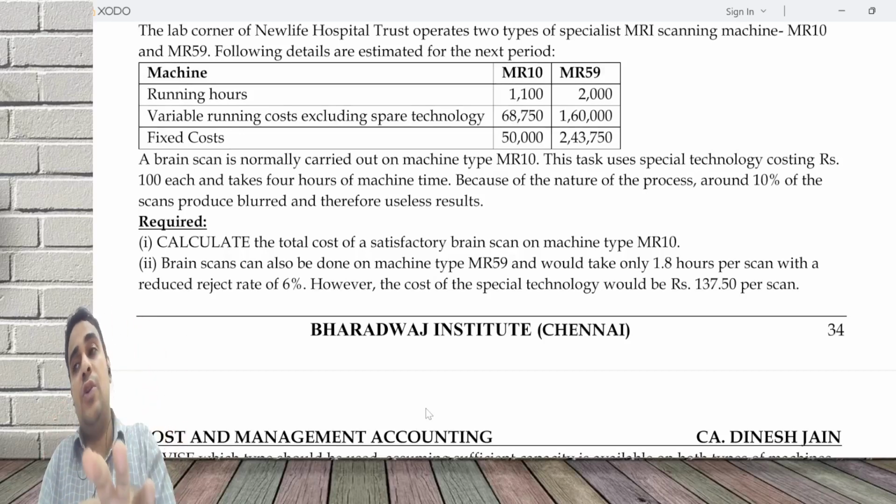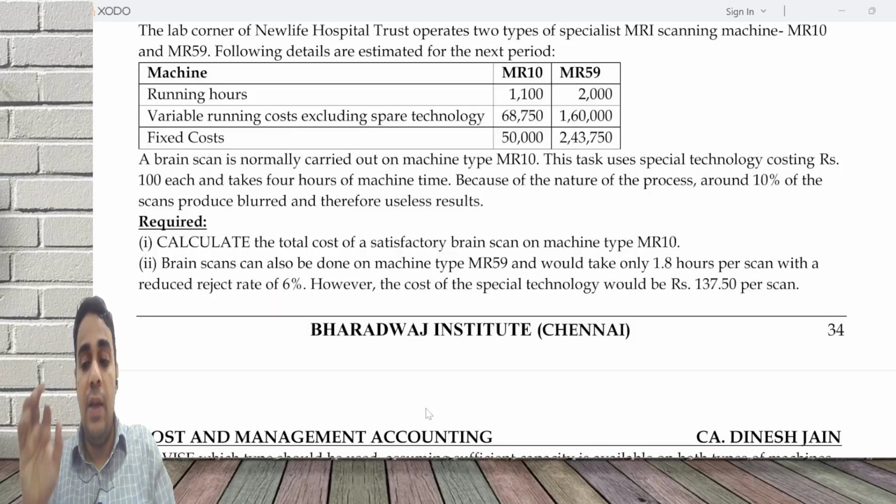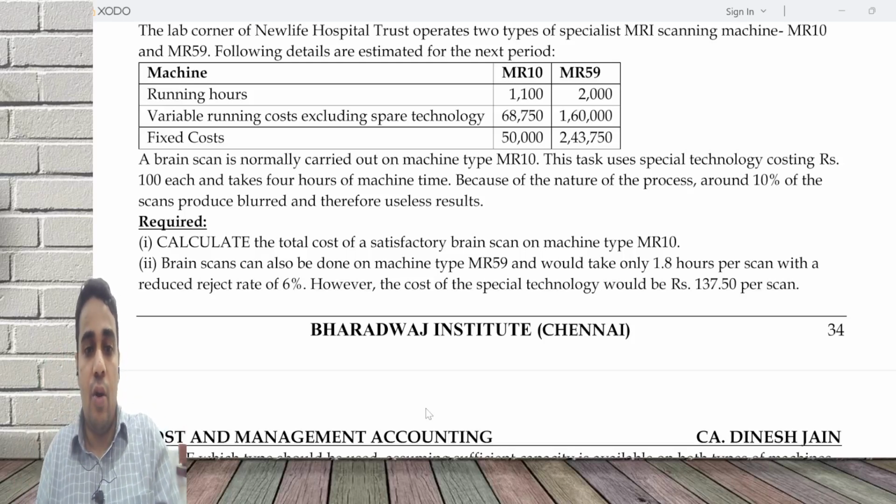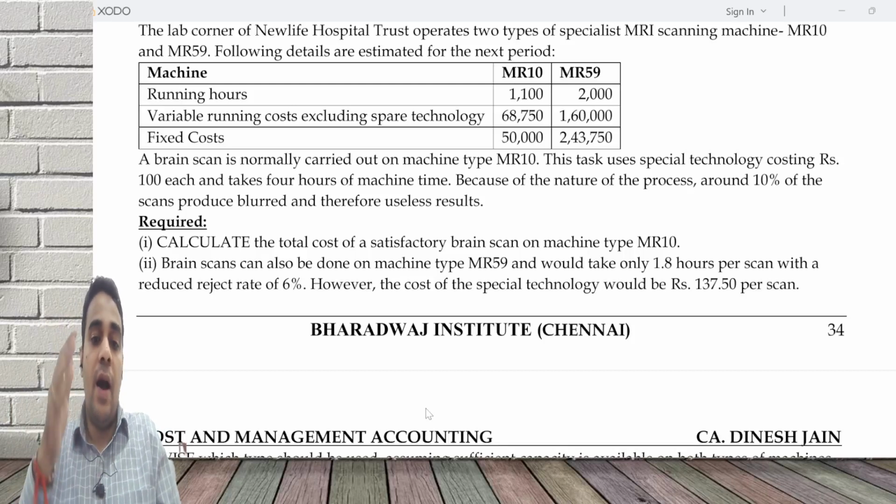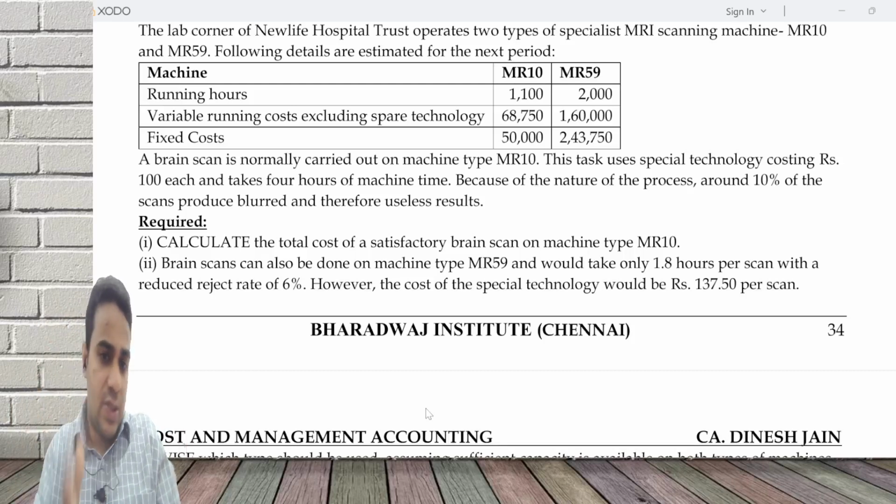This 50,000 and 243 could be a distribution of cost. There's something called distribution of cost we do. We do that in overheads chapter. Absorb overheads or apportion overheads. So these costs have been an absorption or an apportionment of overheads. The company is not going to save any cost or incur extra cost whether you do MR10 or you do MR59, whichever machinery you follow, cost is going to remain same.